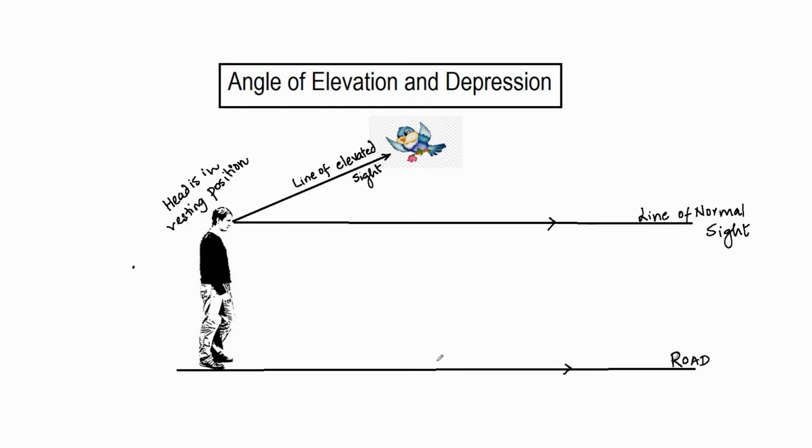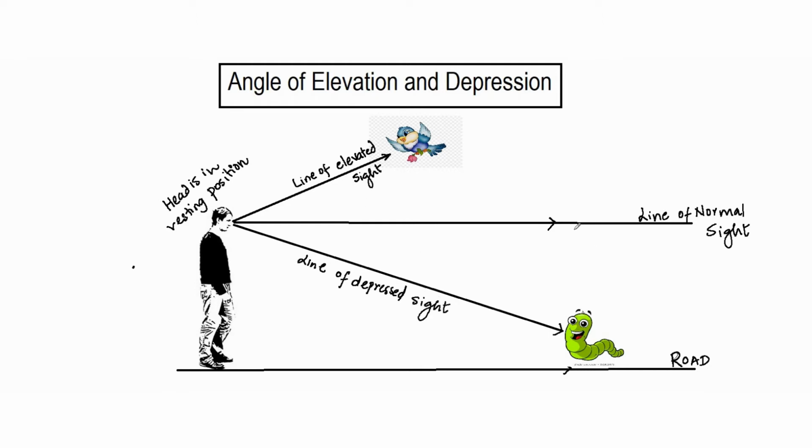Similarly, if he wants to see some object on the ground, then he is going to lower down his head. For example, let's assume that he wants to see this insect that is there on the road. Then he is going to lower down his line of sight, looking downwards towards the insect, and therefore this particular line is the line of depressed sight. This particular line of sight is called the line of depressed sight.